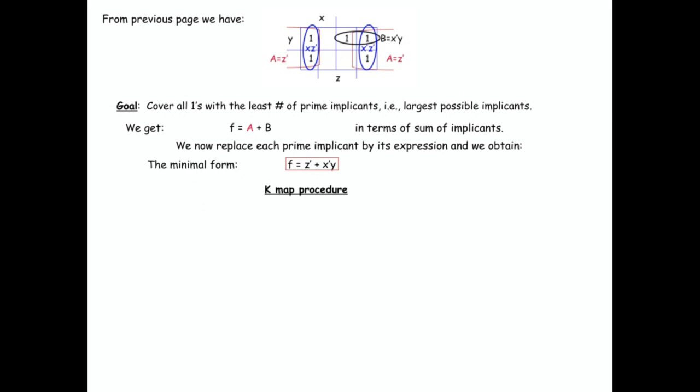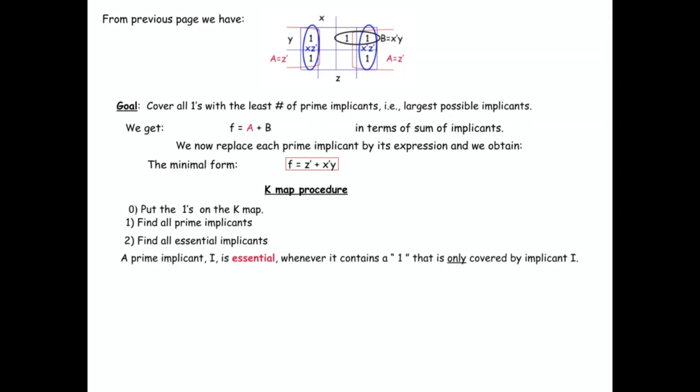And now we can crystallize the procedure, the algorithm that we use with the k-maps. So step 0, draw the k-map, then put the ones on the k-map. Then find all prime implicants, find all largest implicants that are sufficient to cover all the ones. Then we find all essential implicants, and we'll talk about that in a second.